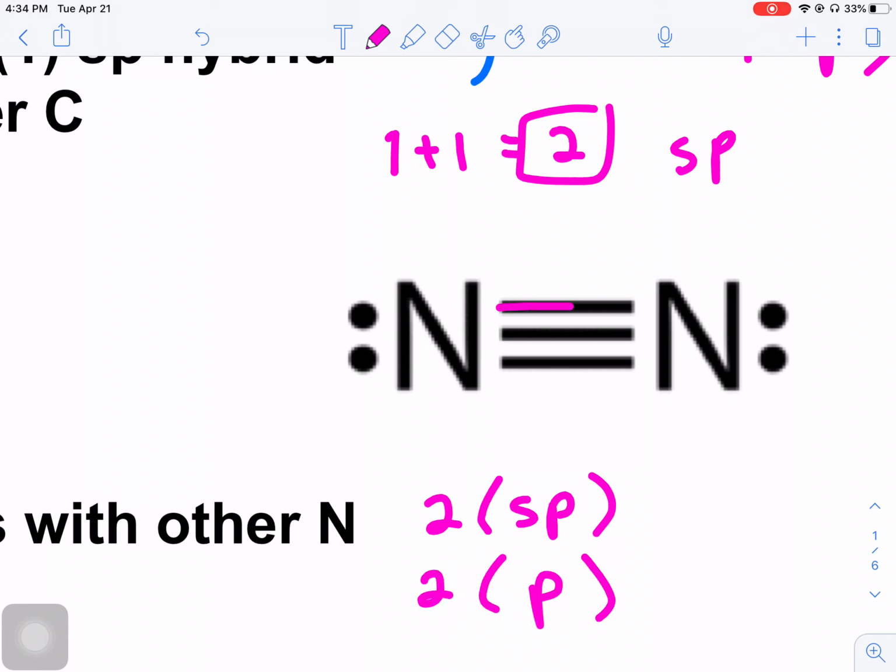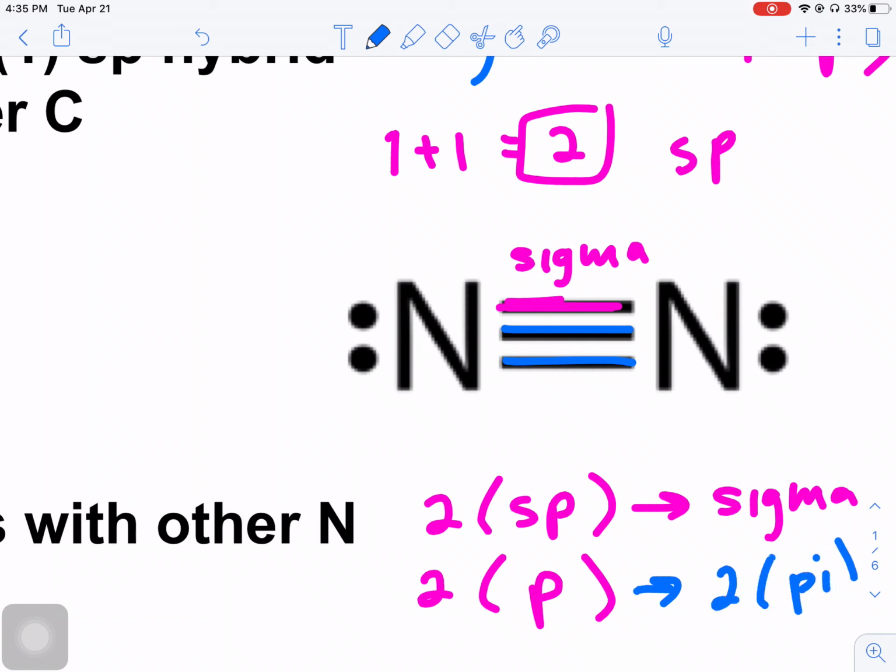unhybridized. Keep in mind, the first bond formed will always be a sigma, and it's going to be the sp hybrids that form the sigma bond, okay? But also, we have two unhybridized p's, and these are going to form your two pi bonds, okay? So the blue bonds are pi bonds, and the pink bond is a sigma bond, okay?